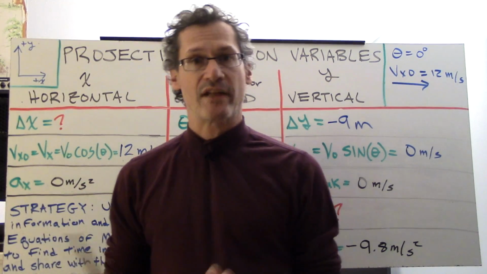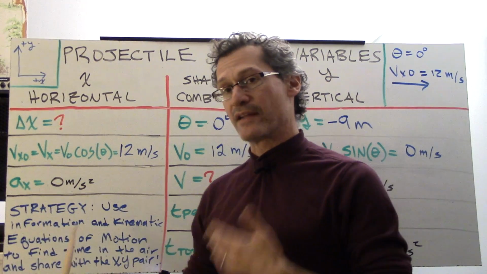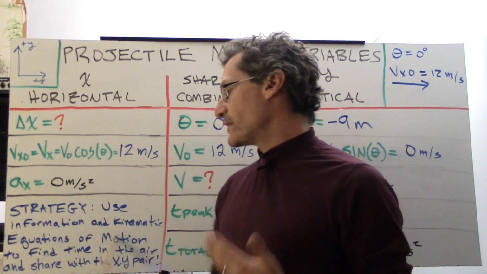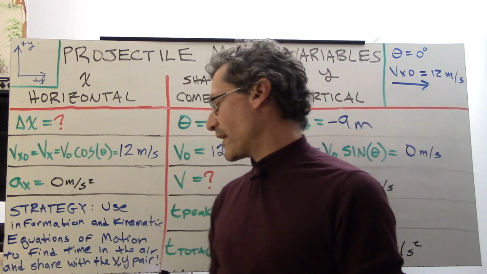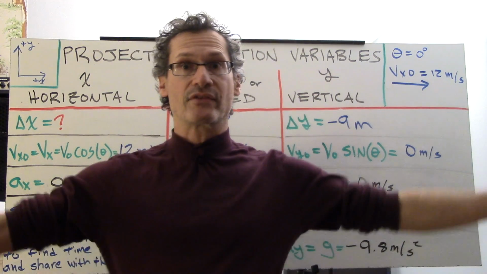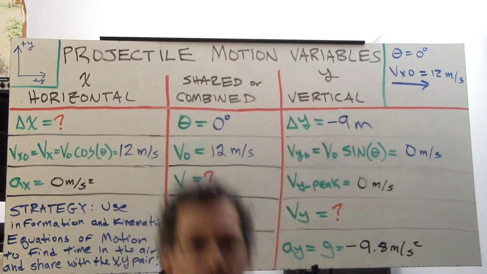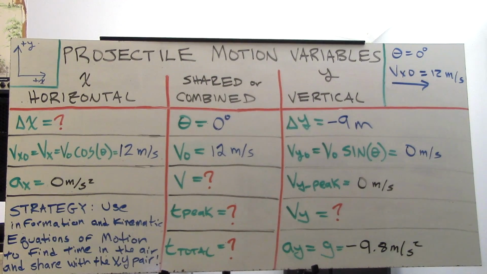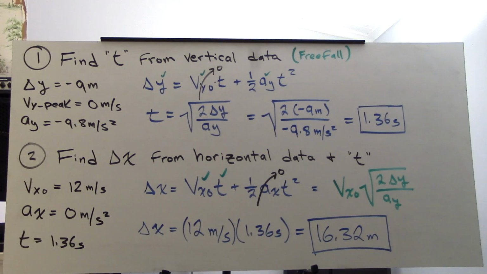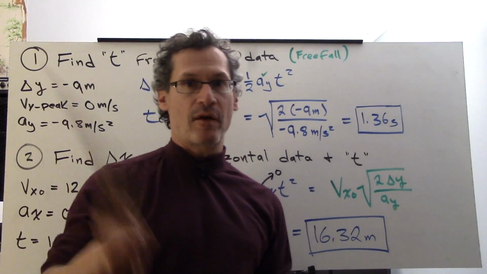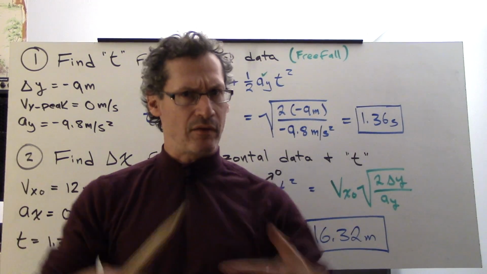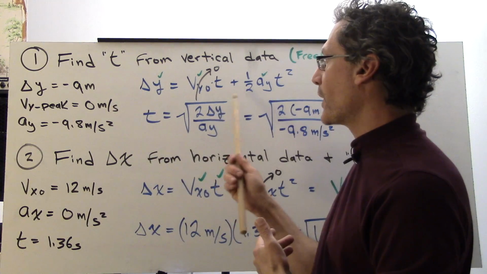All right, so that's what we're going to do. The strategy is to use one of the sides, in this case the y side, to find time and share it with the x side. So that's what it is, to share with the xy pair. Let's do that. So let's do it. Let's find time from the y side in free fall motion. Okay, so here we go.